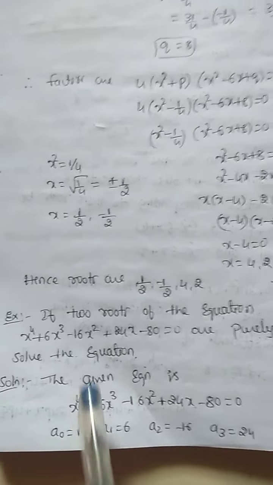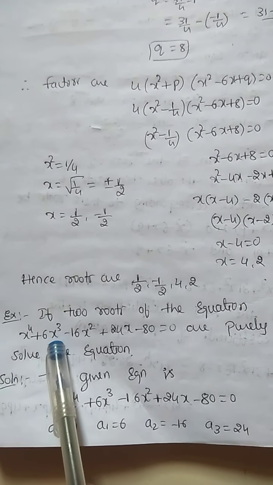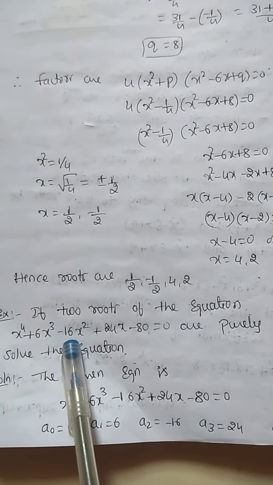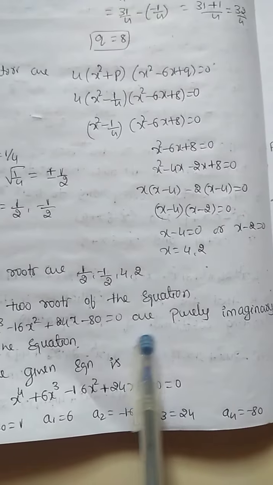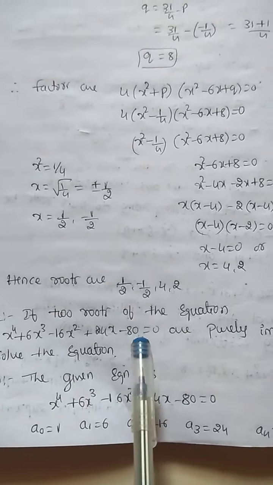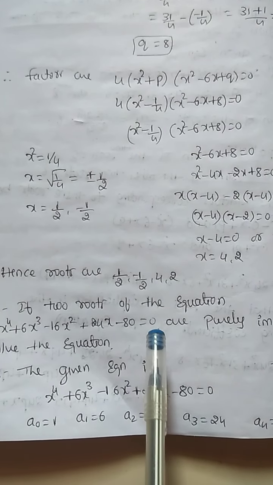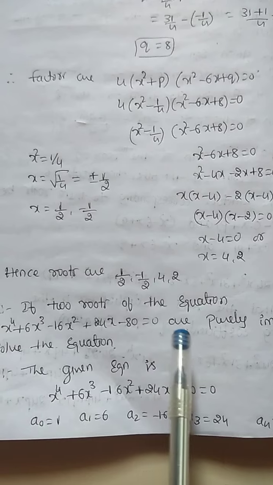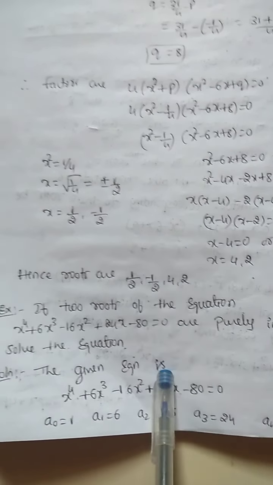Next example. If two roots of the equation x^4 plus 6x^3 minus 16x^2 plus 24x minus 80 equals 0 are purely imaginary. Here two roots are given as purely imaginary. Imaginary is nothing but a complex number of the form a plus ib. Purely imaginary means there is no real part, only i into some number.